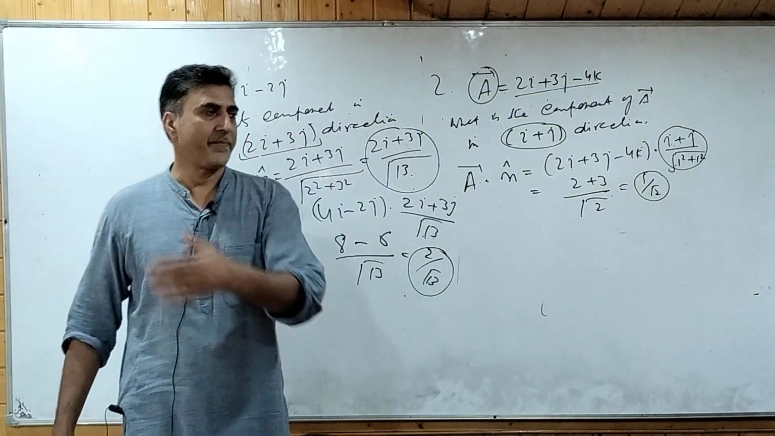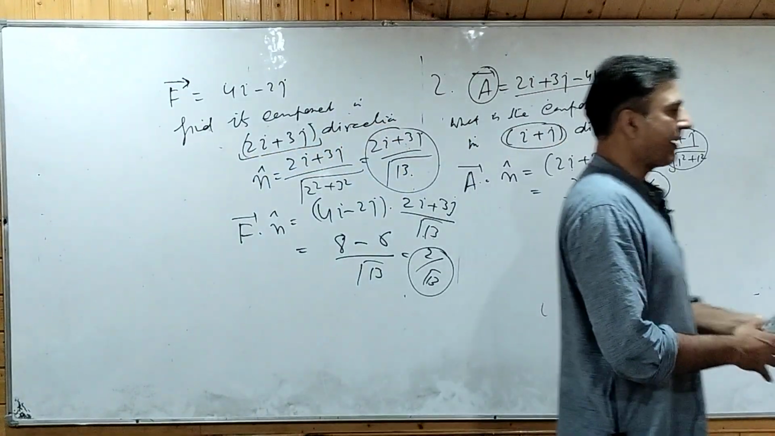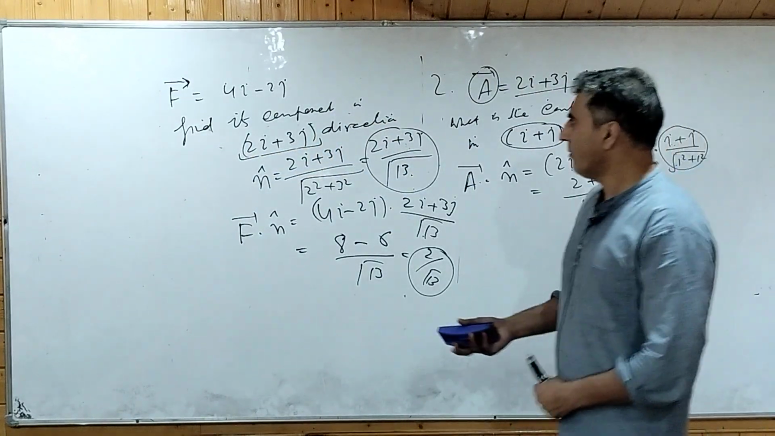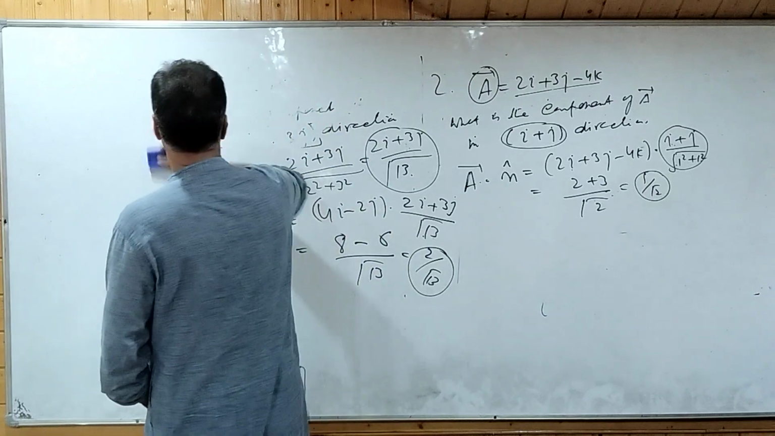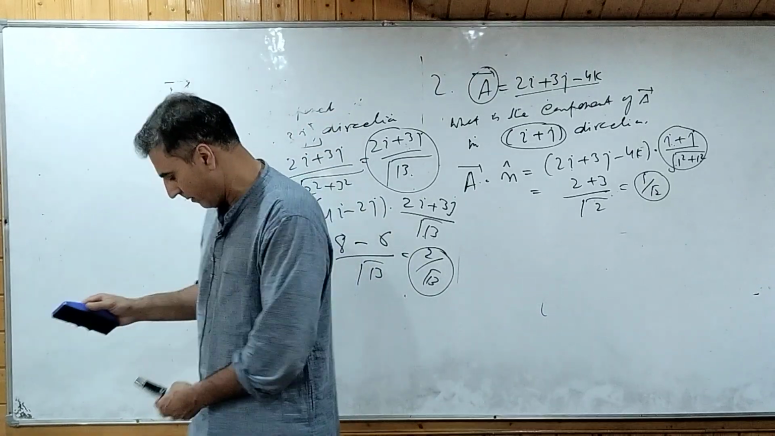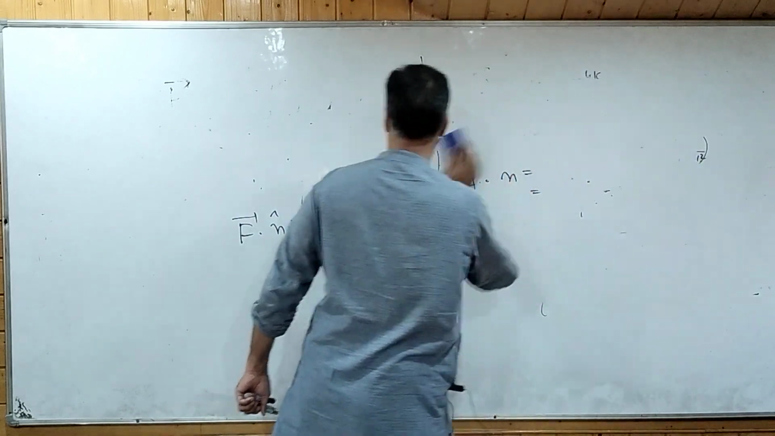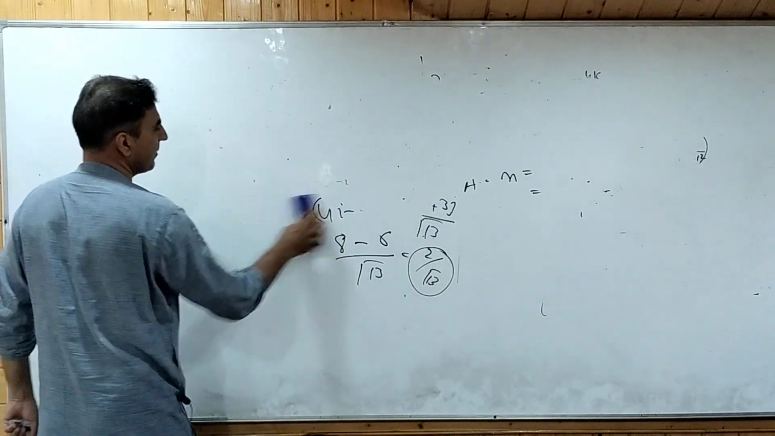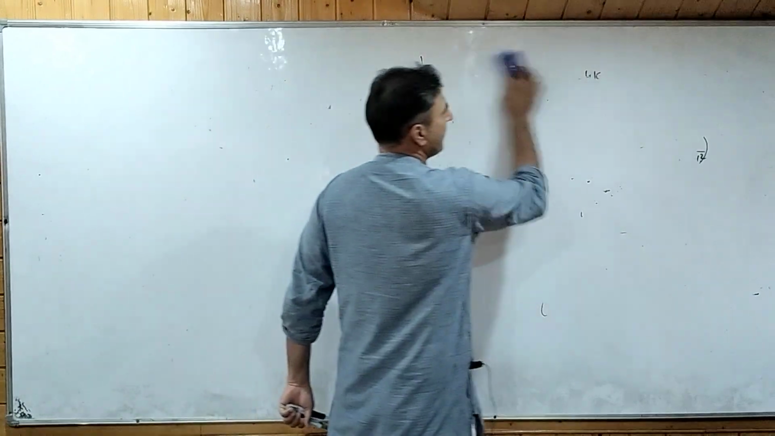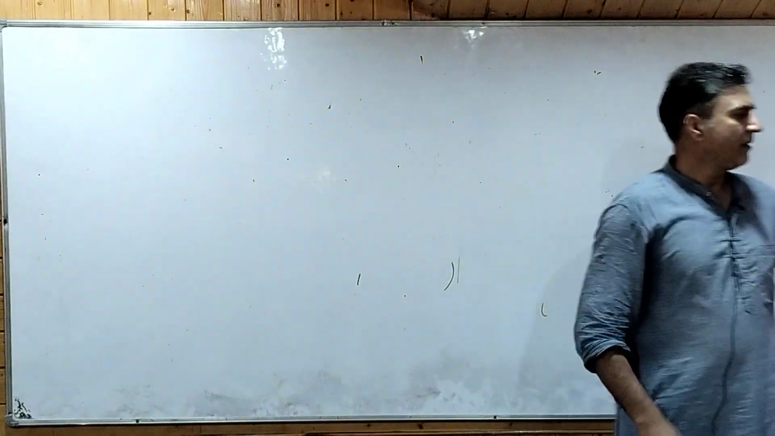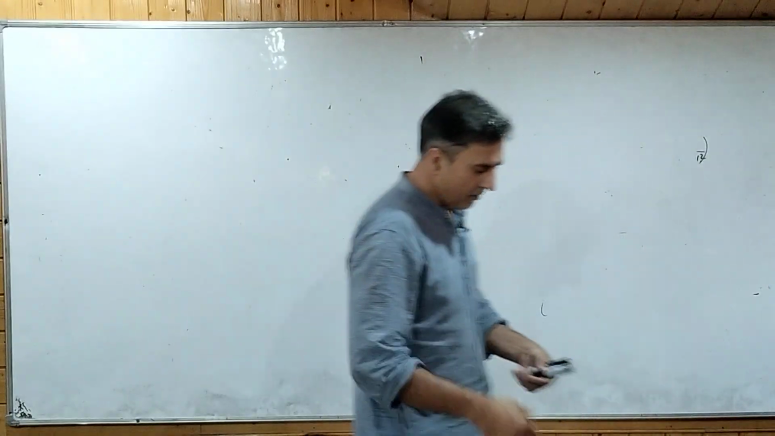in any direction. Okay. Number second. One more application of dot product. Very important application which is widely used in physics, widely applicable in different branches of physics. What is that?